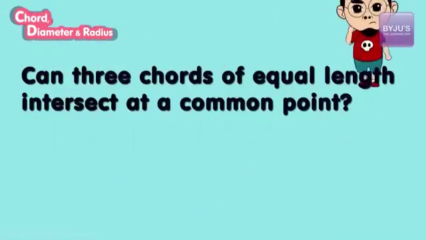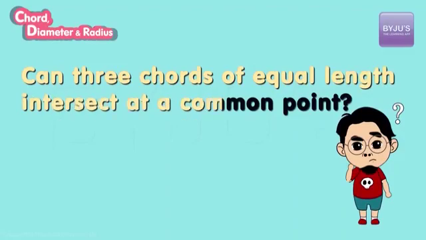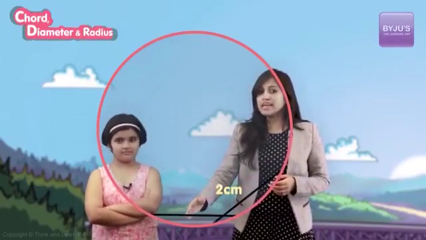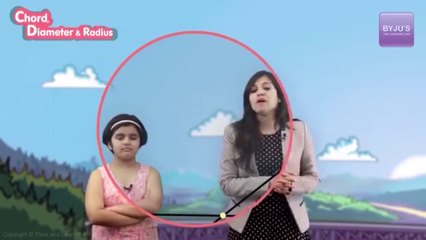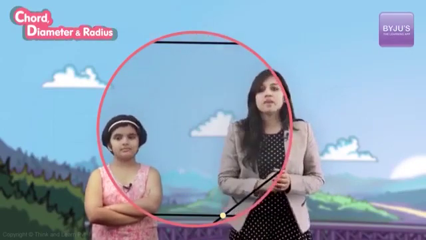Now, let's do a tougher task. I want to somehow make three chords of equal length intersect at a common point. So let's try it out. This is a circle of radius 4 centimeters. This is one chord, say of 2 centimeters. I can make another chord of 2 centimeters and make them intersect at a particular point. That's pretty simple. Now, here comes the tricky part. Let's bring one more 2 centimeter chord. But where do I place it? Maybe like this?